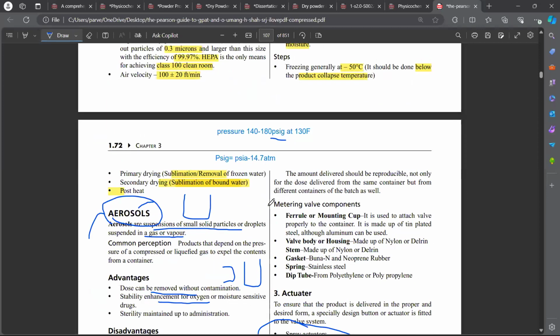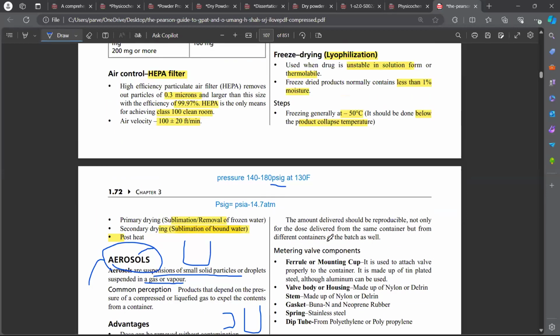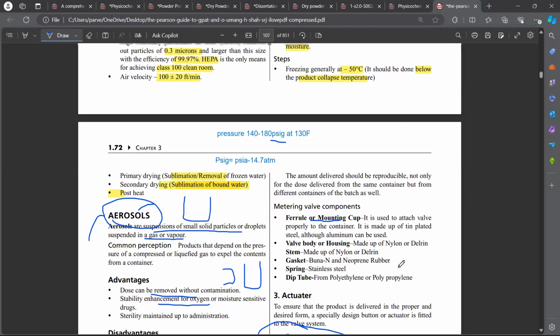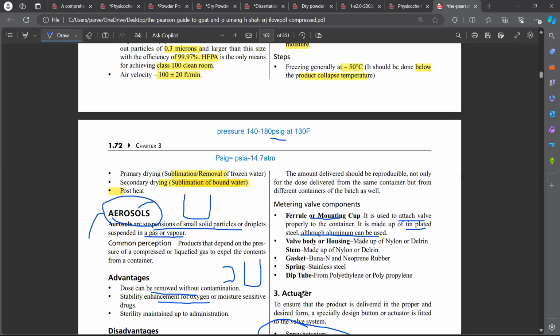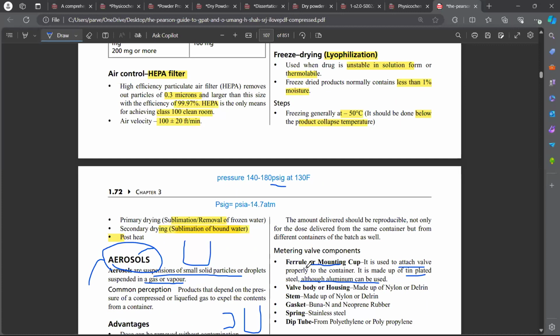Mainly the important components are the metering valve components, which include the ferrule or mounting cap. The mounting cap is used to attach the valve to the container. It's made up of tin plated steel, though aluminum can be used. Here the components are important and the material of construction of each component is very important, so you have to revise. The ferrule or mounting cap, which is used to attach the valve properly to the container, is made up of tin plated steel or aluminum. The valve body or housing is made up of nylon or Derlin.